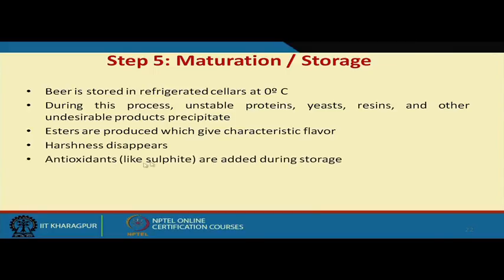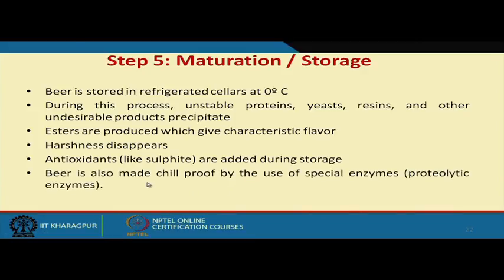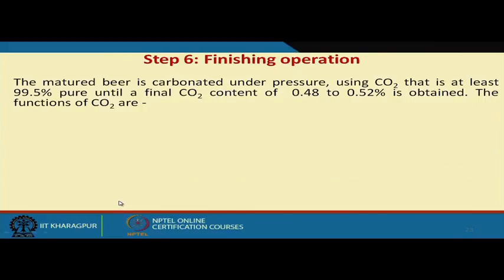Then antioxidants like sulfite are added during the storage because they increase the storability of the beer. Beer is also made chill-proof by using a special enzyme. I told you that during this maturation process we add some kind of proteolytic enzyme. The main purpose of adding proteolytic enzyme is to degrade the higher protein molecules into smaller protein molecules, so that even at low temperature the protein will not be precipitated out.